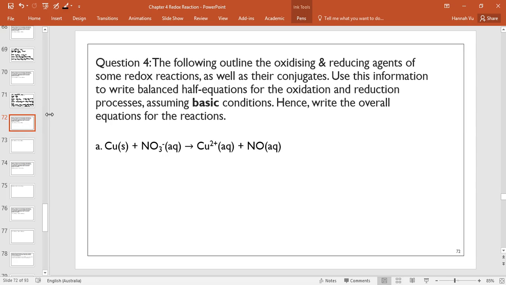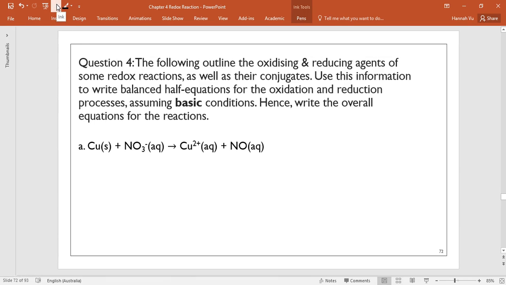So with question 4, what is happening here is you have the same wording as question 3 with the only exception that the condition is now basic. So you do need to do one extra thing when you have a basic condition. Obviously, when you use COHES, you're assuming acidic condition because you use H plus ions to balance the half equations. So if the condition is basic, then you do need to do another thing. What I tend to do is I still use COHES and then I convert the product to basic.